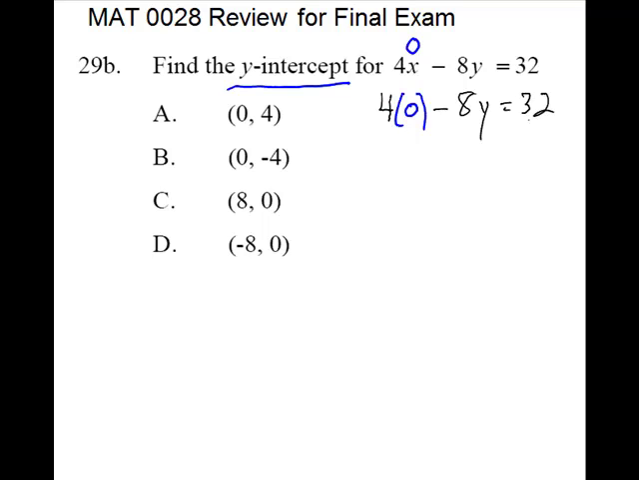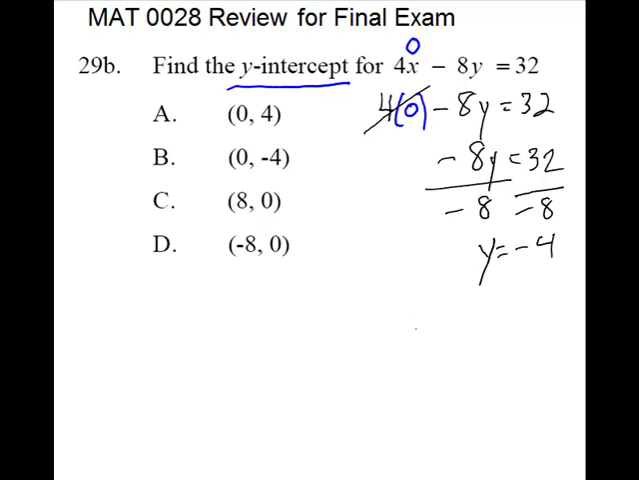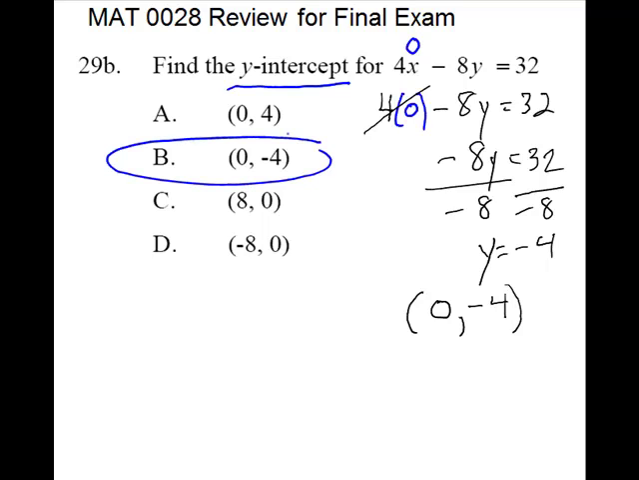And then we'll solve. 4 times 0 is 0, so that piece is gone. Negative 8y equals 32. Divide out your coefficient. So y equals negative 4. To go back into our ordered pair, our x is 0. We put that in at the beginning by definition. So 0, negative 4. B is our choice.